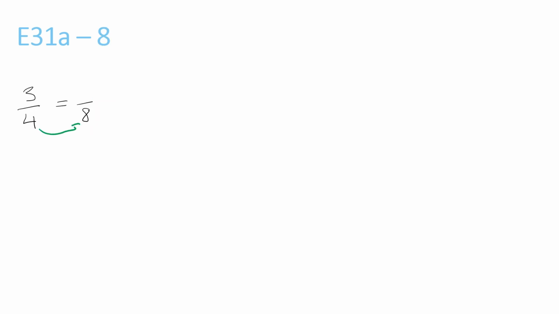4 times 2 is 8. So 3 times 2 is 6. 6 times 2 is 12. 1 times 2 is 2. Okay. 3 times what is 12? It's 4, right? So we have to times the top by 4. So what's 2 times 4? It's 8.